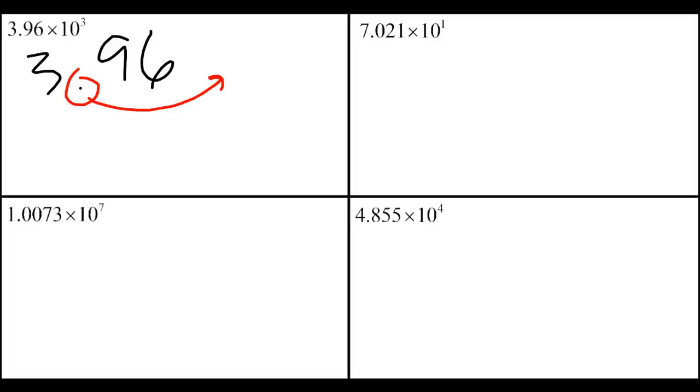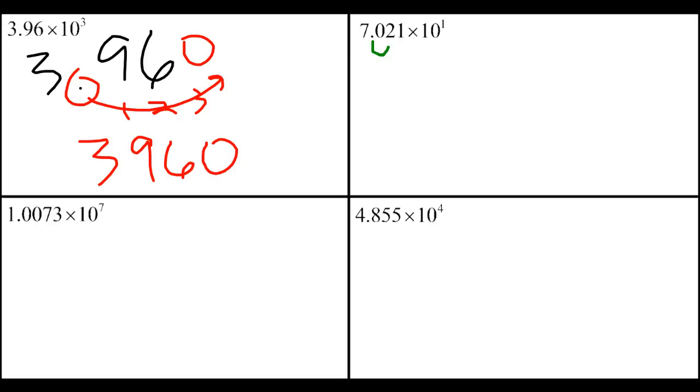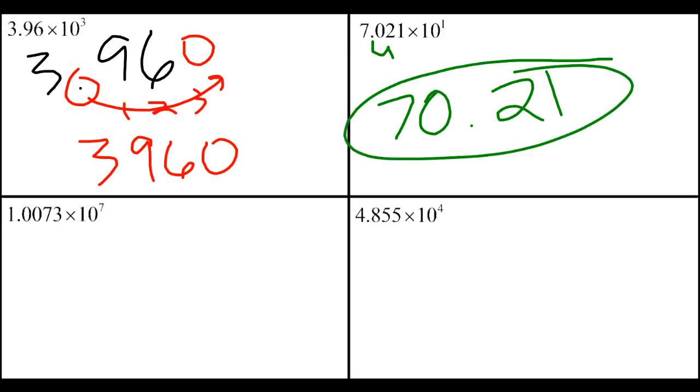So in the upper left-hand corner, we have 3.96 times 10 to the third. That means we need to move the decimal point over 3 places. We have 1, 2, 3, so we need to add a 0 to it, and we end up with 3,960. For the second one, 7.021 times 10 to the first, we only need to move the decimal point 1 place. It becomes between the 0 and 2, so 70.21.